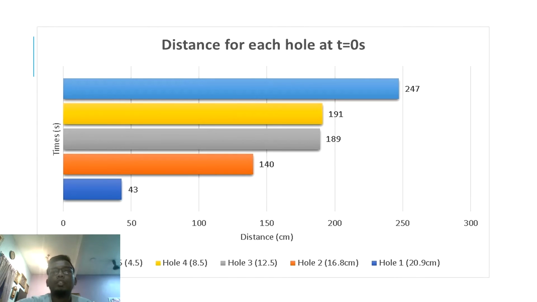Next, this is the graph for water distance for each hole at t equals 0 seconds. From this graph, we can see that the water flowing out from hole 5 at a height of 4.5 centimeter has the longest distance travelled, and hole 1 at 20.9 centimeter has the shortest distance travelled.